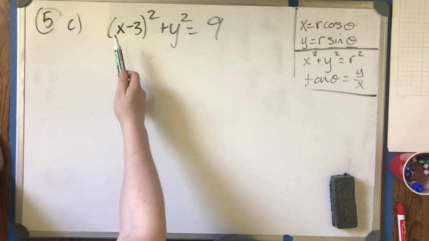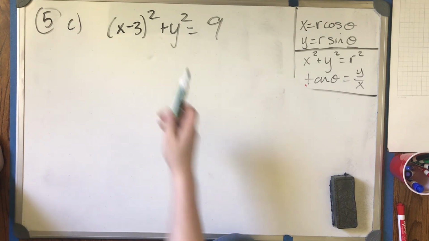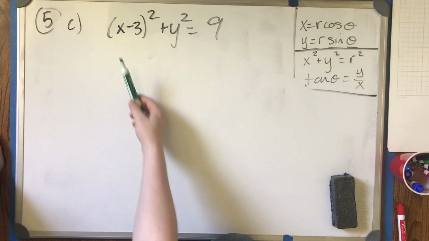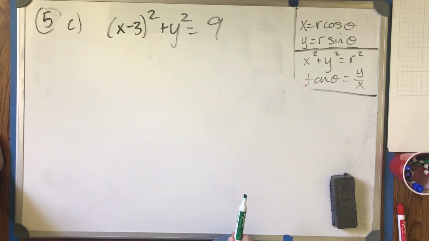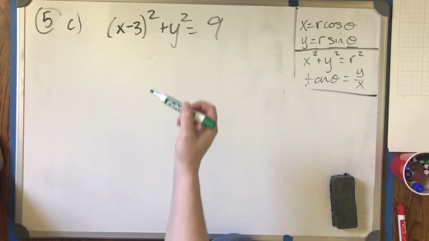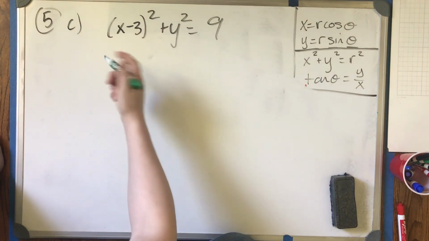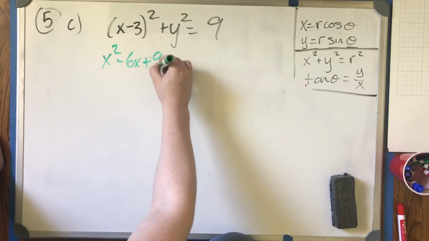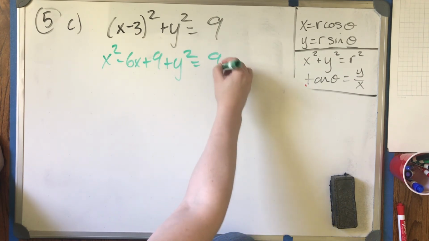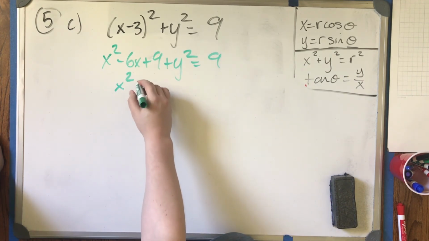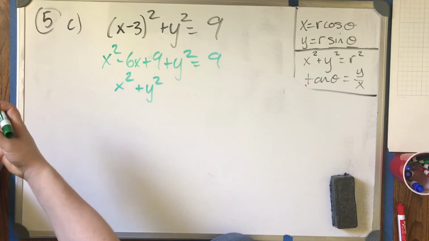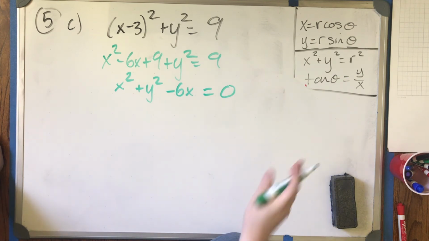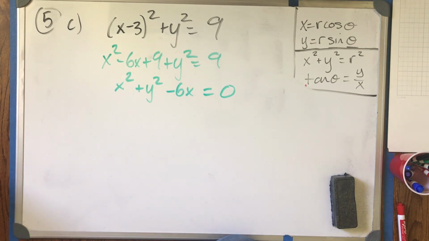5c, we want to do a little bit of work before we actually just directly substitute those values in over there. If we were to do that, we'd have to try to FOIL with an r cosine theta minus 3. That doesn't sound like fun. So it's just easier if we simplify it first. So I'm going to FOIL this out and get x squared minus 6x plus 9 plus y squared equals 9. If I simplify that a tiny bit more by putting the squared terms first, non-squared terms, and then anything else that's left over, now this is much easier to work with.